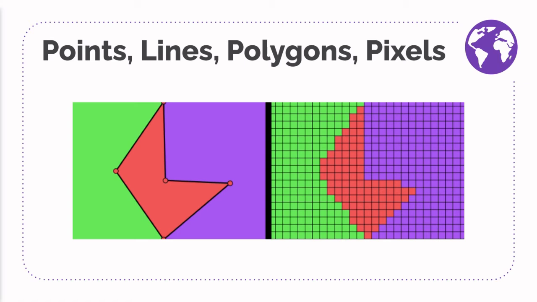So here on the left, you see a region that's represented with points that connect into lines that then draw polygons. On the right, we're representing the same region, but instead on this side it's represented by a grid of squares, and each square has a discrete value. In this case, the color red is a value, the color green is a value, and the color purple is a value. In a raster image, we call these squares pixels, and each pixel holds a discrete value.